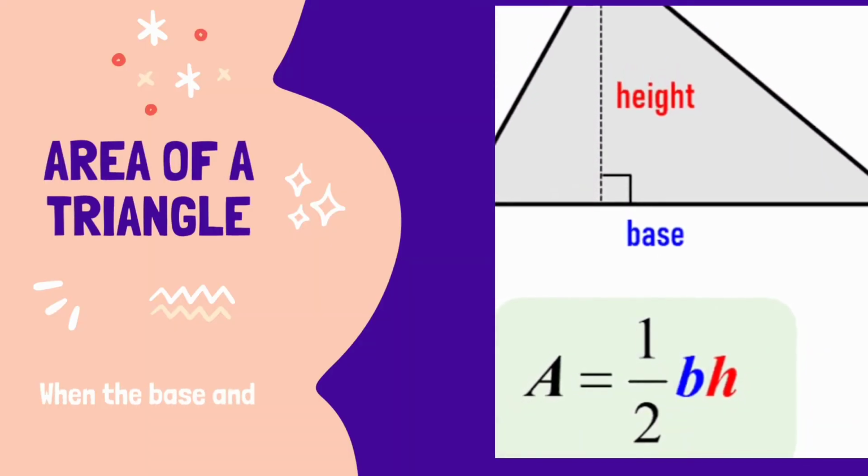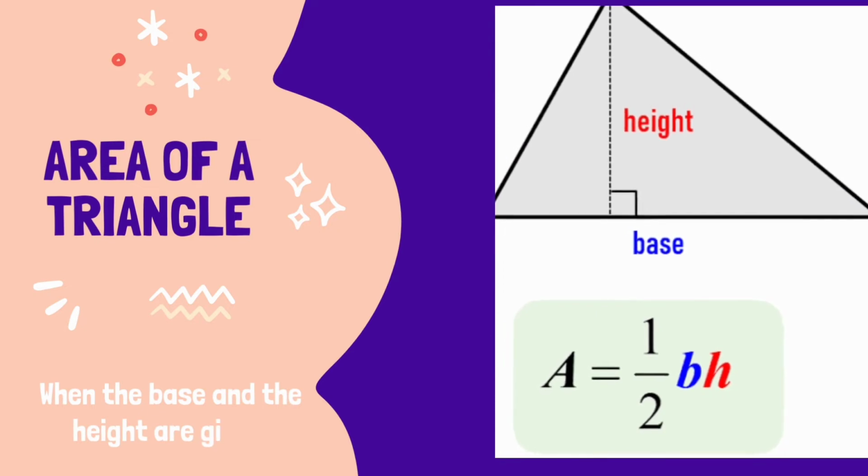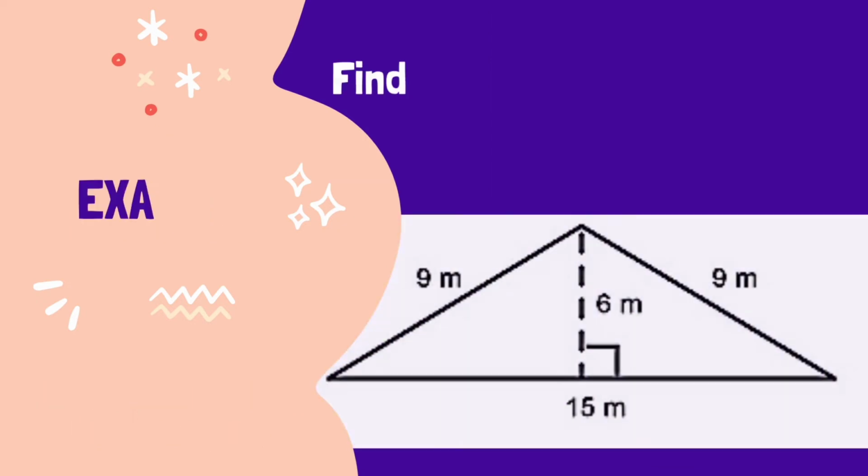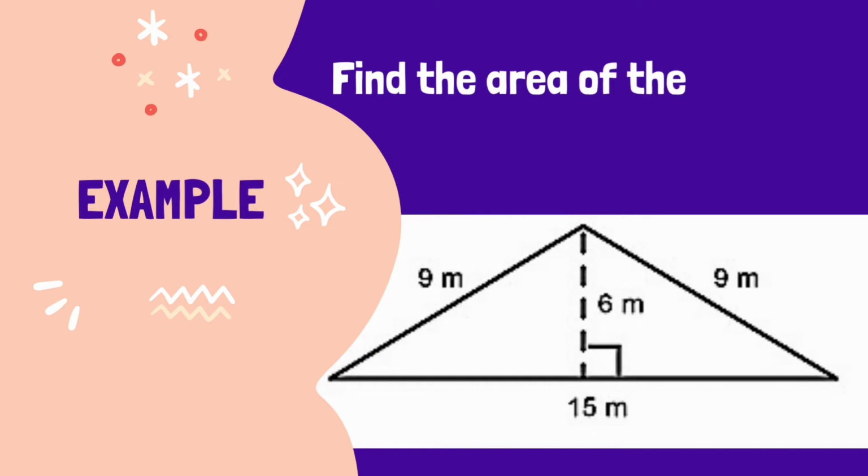Next, I'll be teaching you how to find the area of a triangle. In the first case, when you are given the base and the height of the triangle, the area will be half the base of the triangle times the height. Let's take a question involving it.